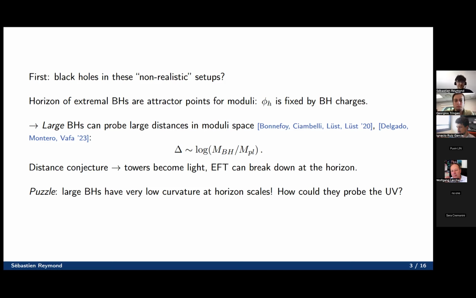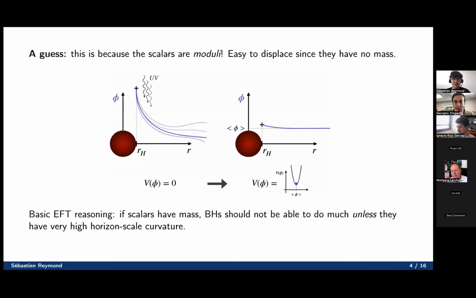Now, we believe that this effect that the larger black holes can probe large distances comes fundamentally from the fact that you have moduli around. So this is our guess, here explained in a picture. Since the moduli are massless, they're quite easy to displace since they have no mass. And therefore, you're in the setup on the left. You have the field profile of the modulus, the field phi. It can be anything at infinity, but at the black hole horizon, it's fixed by the black hole charges. And generically, if you travel a large distance, you might have UV physics coming down. Now, how does this picture change when you stabilize the moduli, when they have a mass?